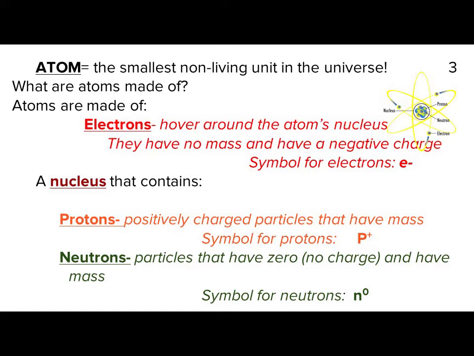And it also has neutrons. Now, they are particles that have zero or no charge and have mass. And the symbol for neutrons is a small n with a superscript 0. Now, these charges are permanently parts of the atom, sort of like when you see a magnet. It has a negative side and it has a positive side.